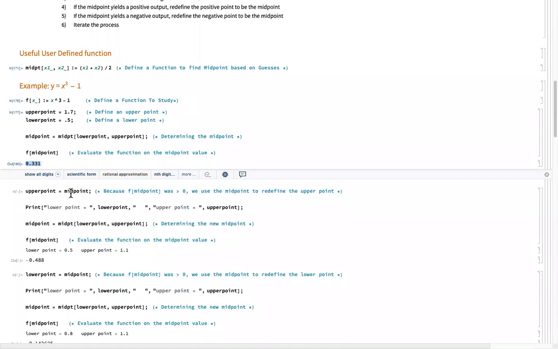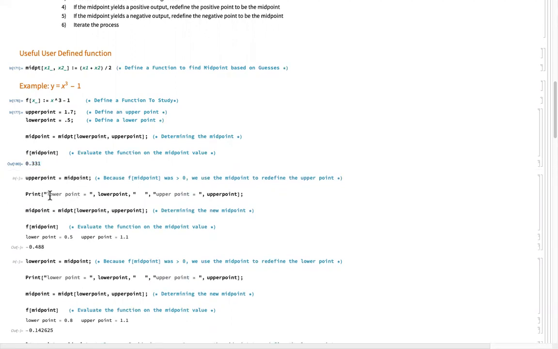Okay, so what I did is, after I found that this was positive, if this was positive, then I should take the value of midpoint and put it into the variable associated with upper point. So basically I've lowered the upper point down to what was the midpoint. And then I've printed out the lower point and the upper point, to make it a little bit easier. And then we're going to go through it again and again and again.